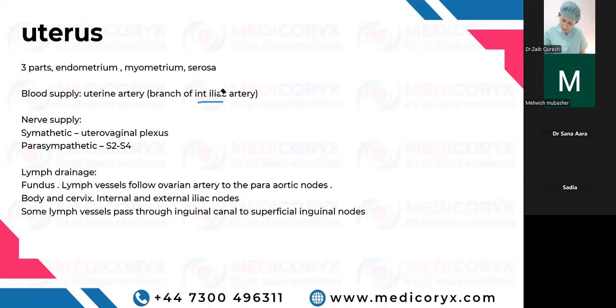Okay. What about nerve supply? It's sympathetic and parasympathetic, and para is coming from S2 to S4 segments from the sacral plexus, and sympathetic from uterovaginal plexus. Okay. Lymph drainage, we studied the fundus, body, and cervix differently because the lymph drainage is also different, so it will help. Lymph vessels from ovarian artery to the para-aortic nodes from the fundus, and body and cervix, they are drained into internal and external iliac nodes. Some lymph vessels pass through inguinal canal to superficial inguinal nodes. Okay, this is how lymph drainage will be covered.